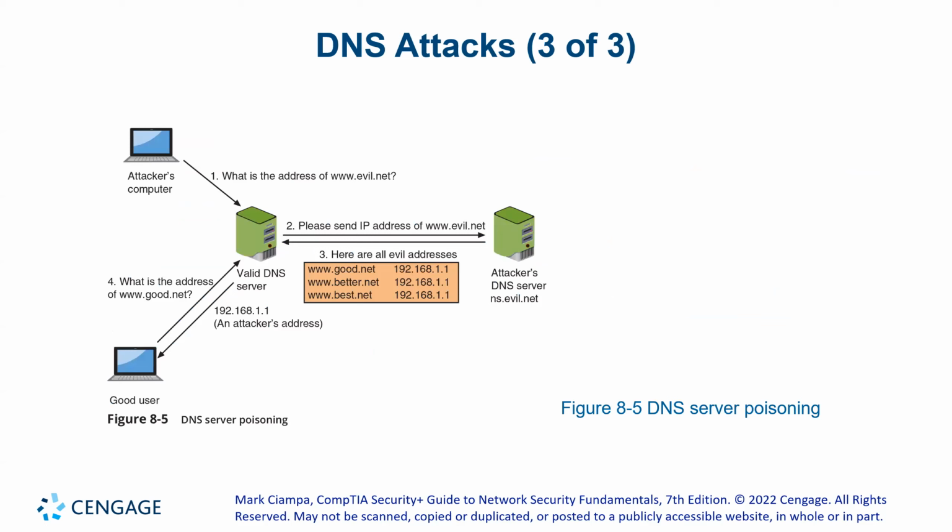So this is what your DNS attack looks like. So one, your attacker's computer. What's the address of evil.net? Please send the IP address of evil.net. Here are the addresses. And then your valids are what is the good one? And then it starts giving the attacker's address instead. Does that make sense? DNS poisoning and hijacking is actually very common, at least attempted to be a very common attack that people use on websites. Any questions on that?